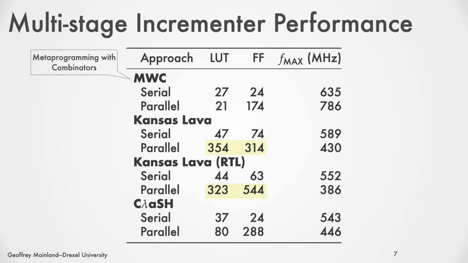The first thing to note is that Kansas Lava imposed a substantial overhead for stateful computation even when we used its RTL DSL. Except for the Metaprogramming with Combinators implementation, the parallel pipeline was always substantially slower than the serial pipeline. In all cases, the Metaprogramming with Combinators implementation had the lowest resource utilization and highest clock rate. Why? Because we could tailor the generated VHDL precisely to the handshake protocol. There was no extra cruft produced as a side effect of the code generation process.